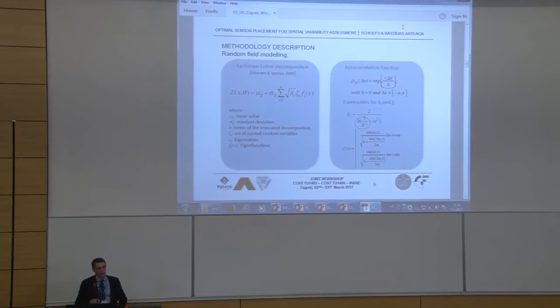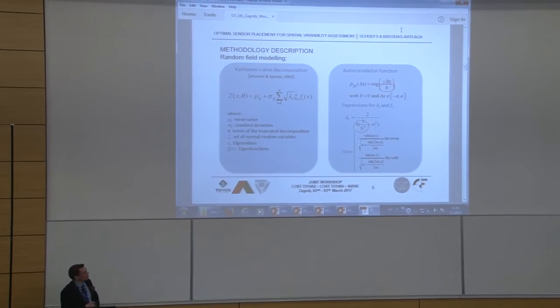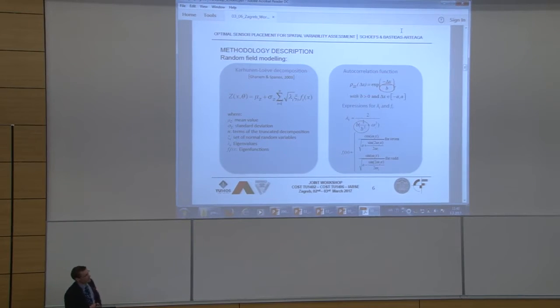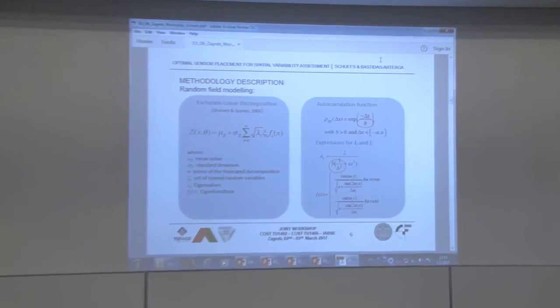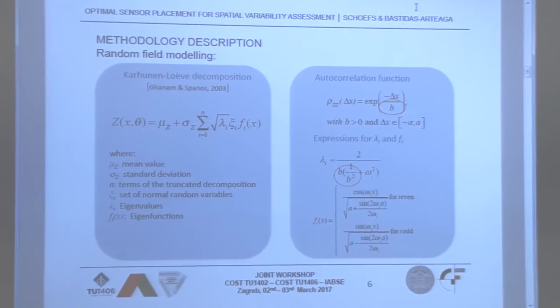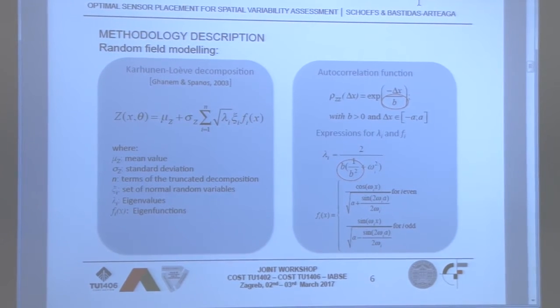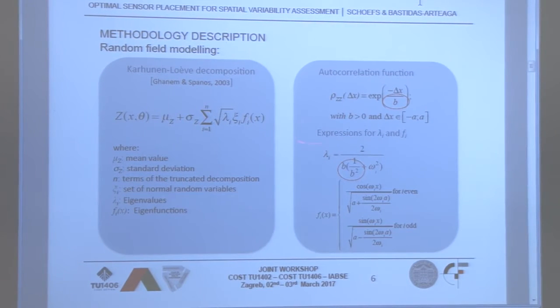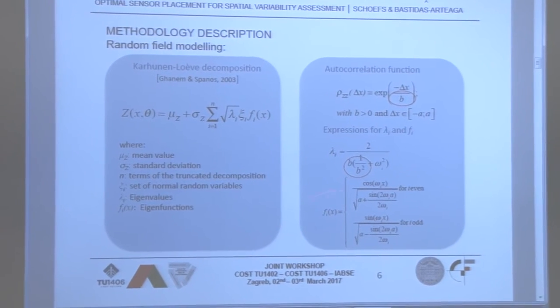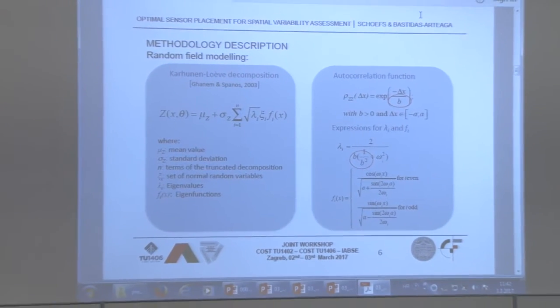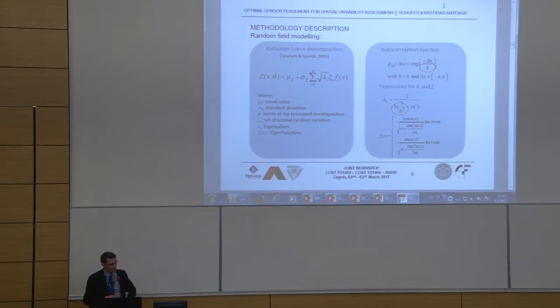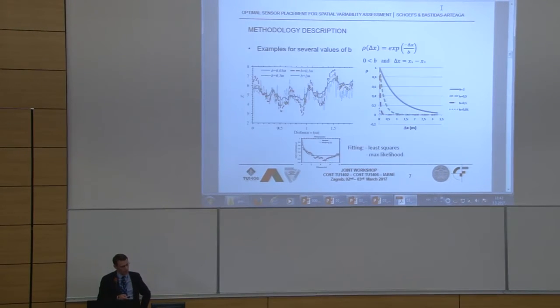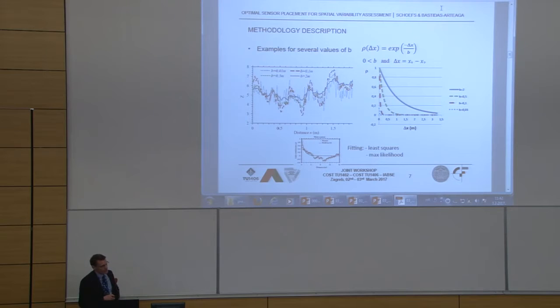To produce the Monte Carlo simulation, we use the Karhunen-Loève expansion. So we know the mean value, the standard deviation, and some coefficients. And in these cases the autocorrelation takes this form. So we have an explicit formulation of the eigenvalue and the eigenfunction, where the autocorrelation coefficient plays a role in this eigenvalue. I will tell more about that.